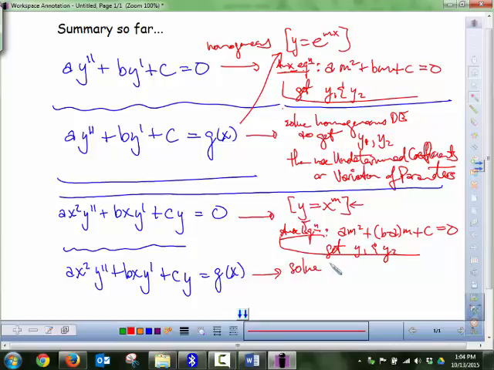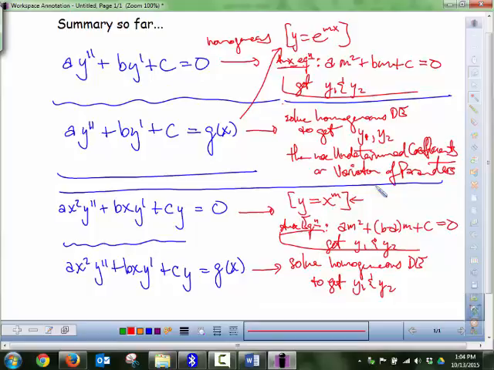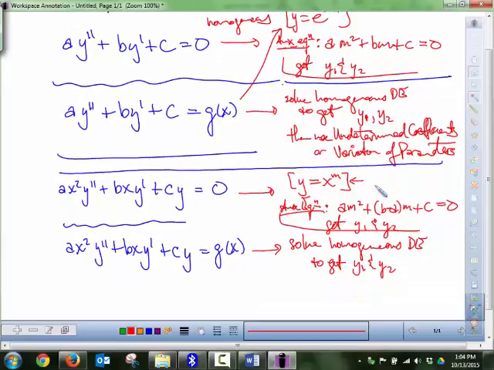We solve the homogeneous counterpart to get y1 and y2, your fundamental solutions. And then this time we don't have much of a choice. We're going to go directly into the variation of parameters.